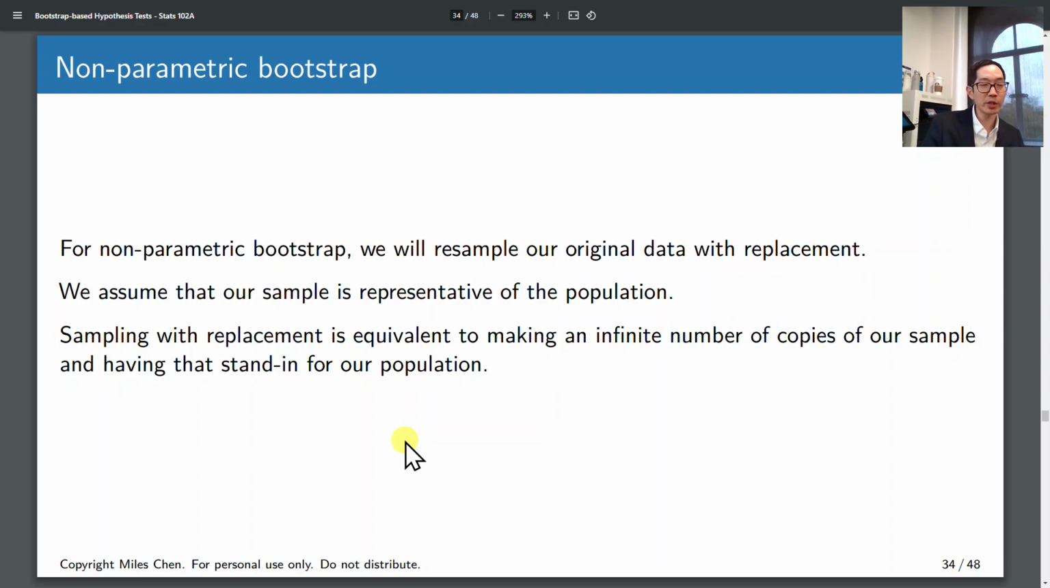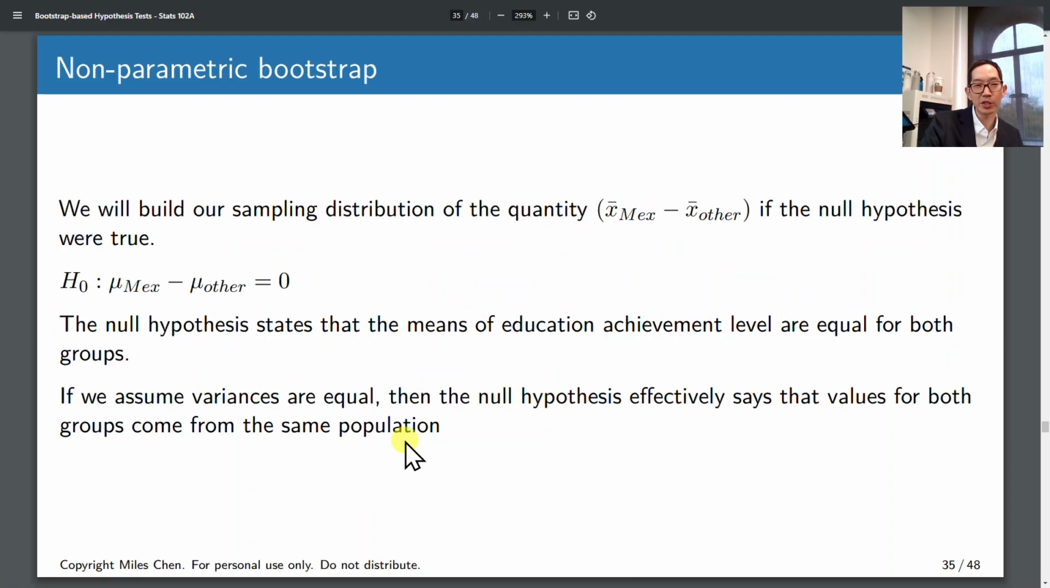With non-parametric bootstrap, we're going to resample our original data with replacement, because we're assuming our sample is representative of the population. We're going to try to create our null sampling distribution, or our sampling distribution under the assumption that the null hypothesis is true. Remember, the null hypothesis says that the means for both groups are equal.